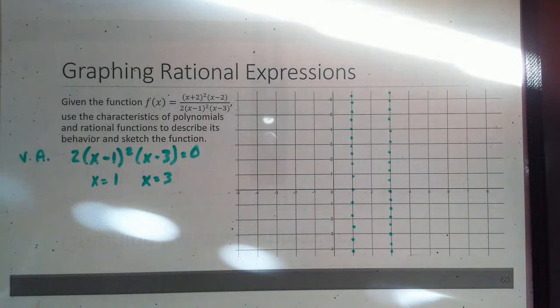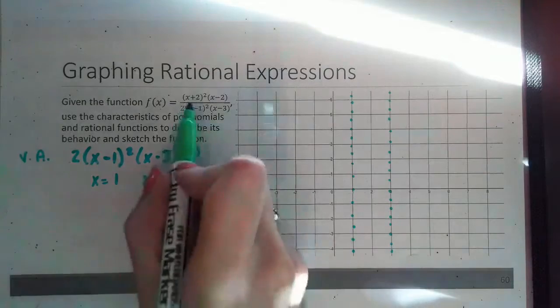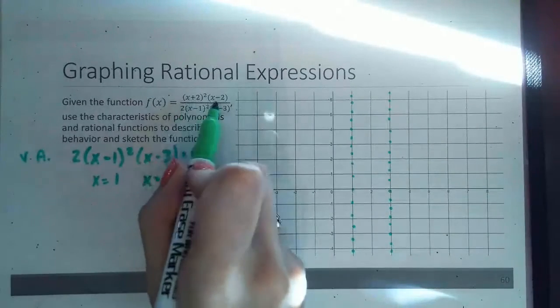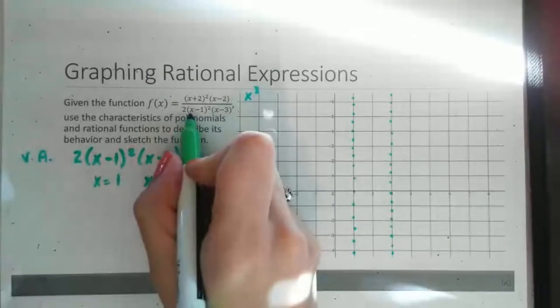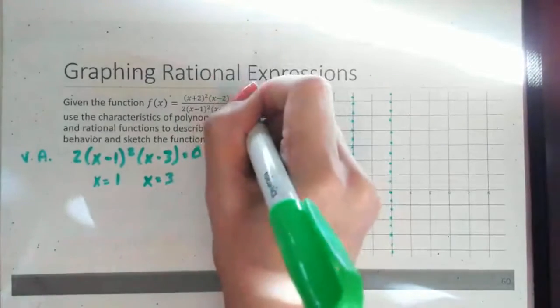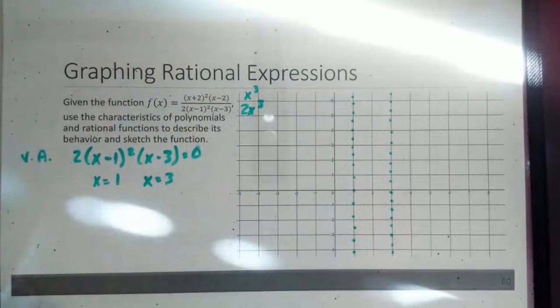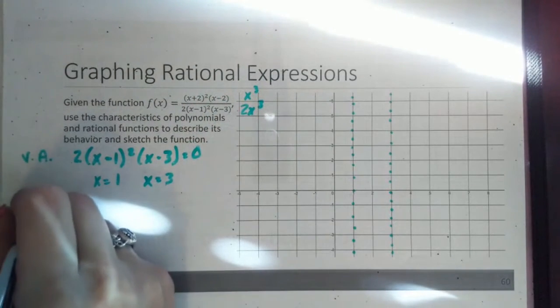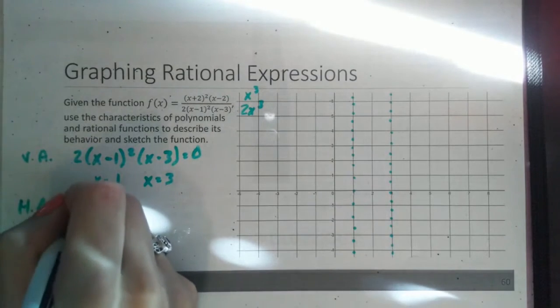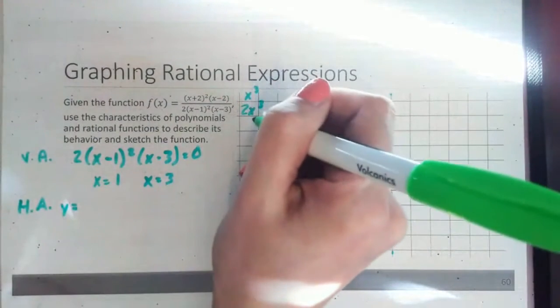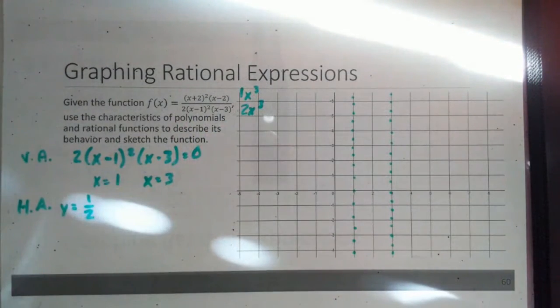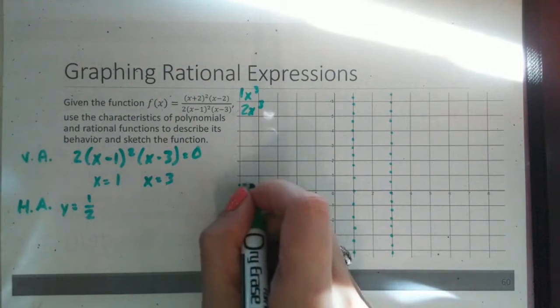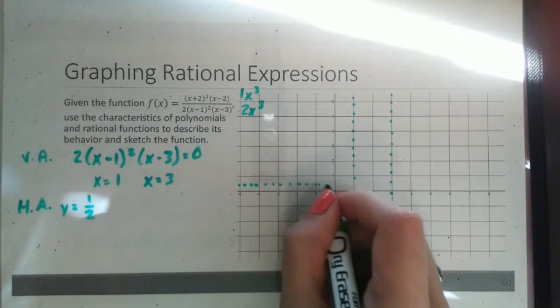For our horizontal or oblique asymptotes, we take a look at the degrees of the numerator and denominator. So the numerator has x squared times x, which is x cubed. The denominator has 2 times x squared times x, which is 2x cubed. Since they are the same, we have a horizontal asymptote, and that is at y equals the ratio of the leading coefficients. So this is 1x cubed over 2x cubed. So our horizontal asymptote is at y equals 1/2. So we're going to have this line here.